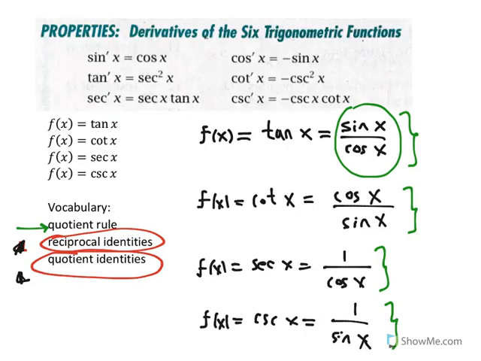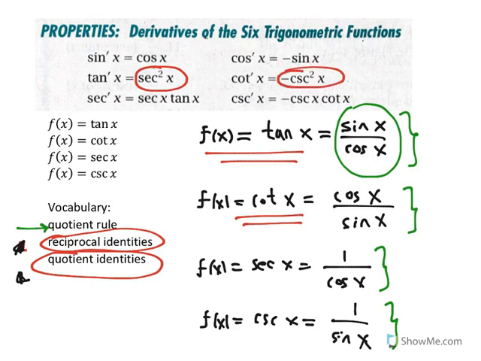When we are done, we will see that the derivative of the tangent function is secant squared x. The derivative of the cotangent function is negative cosecant squared x. The derivative of the secant function is secant x times tangent x, and the derivative of the cosecant function is negative cosecant x times cotangent x. So now let's look at these individually, and we will start with tangent.